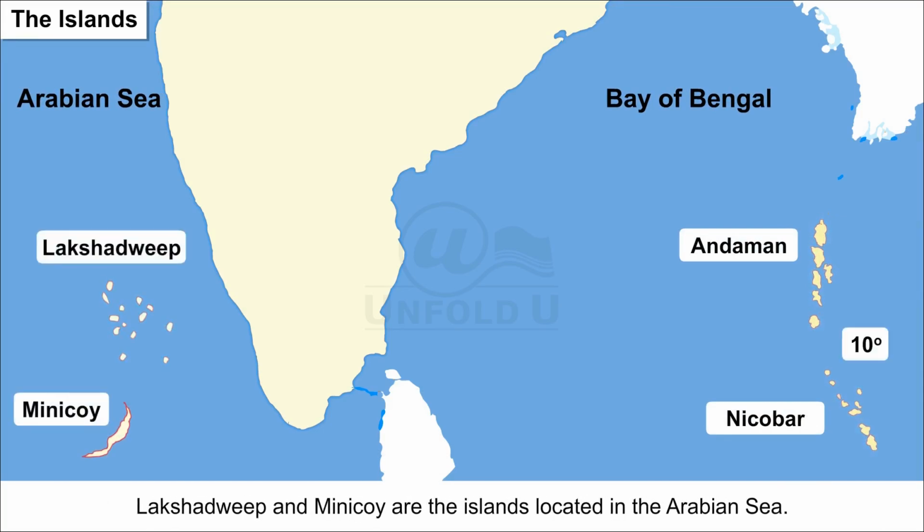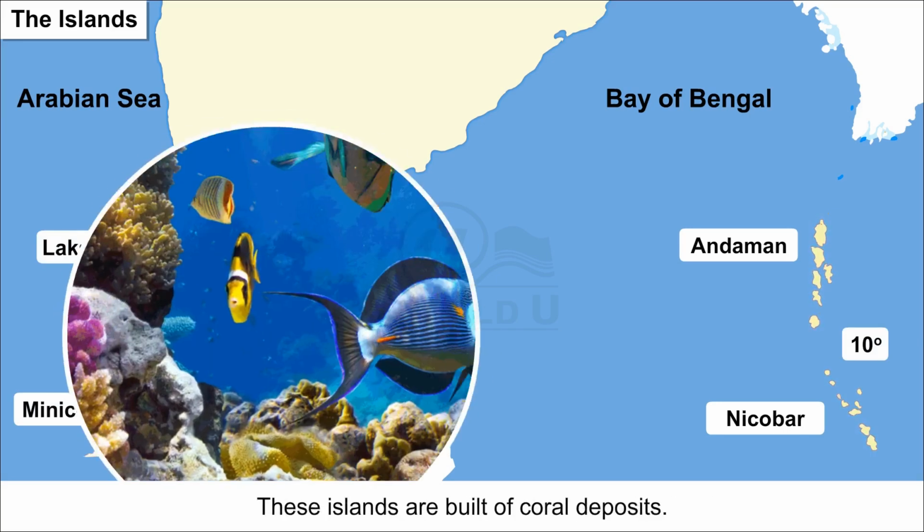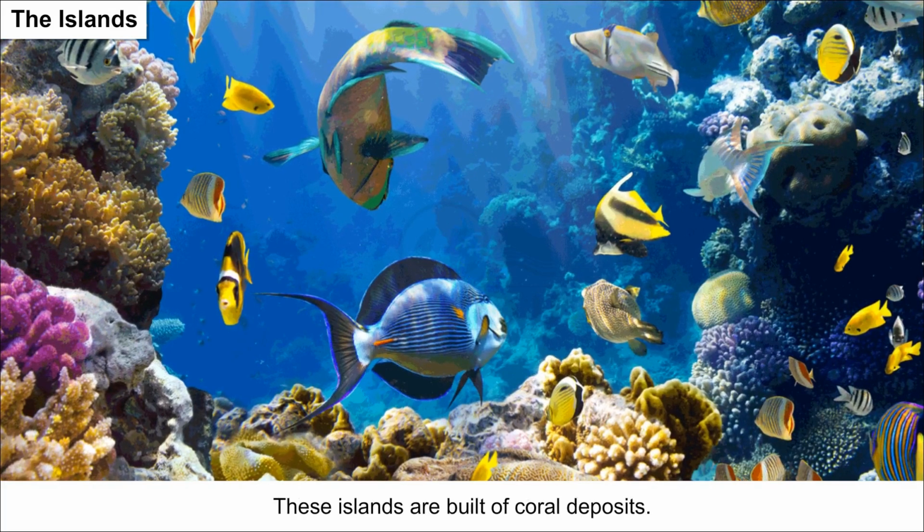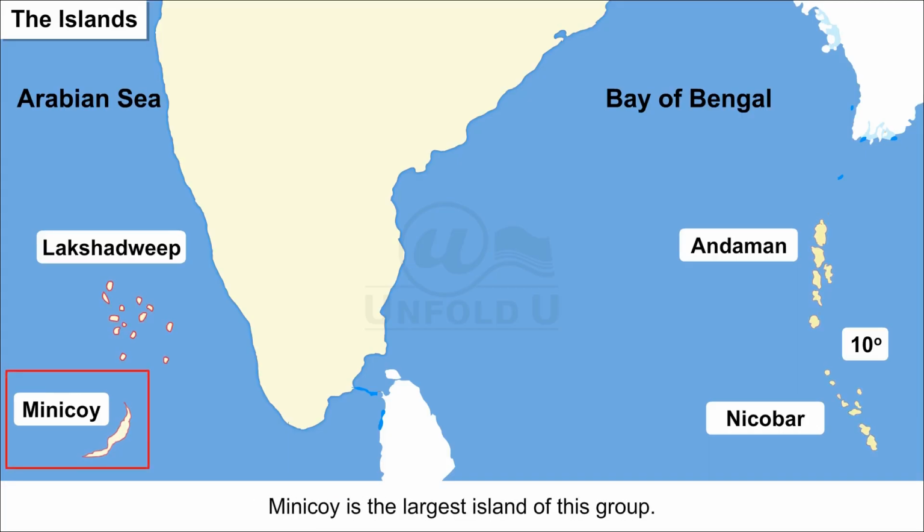Lakshadweep and Minicoy are the islands located in the Arabian Sea. These islands are built of coral deposits. Minicoy is the largest island of this group.